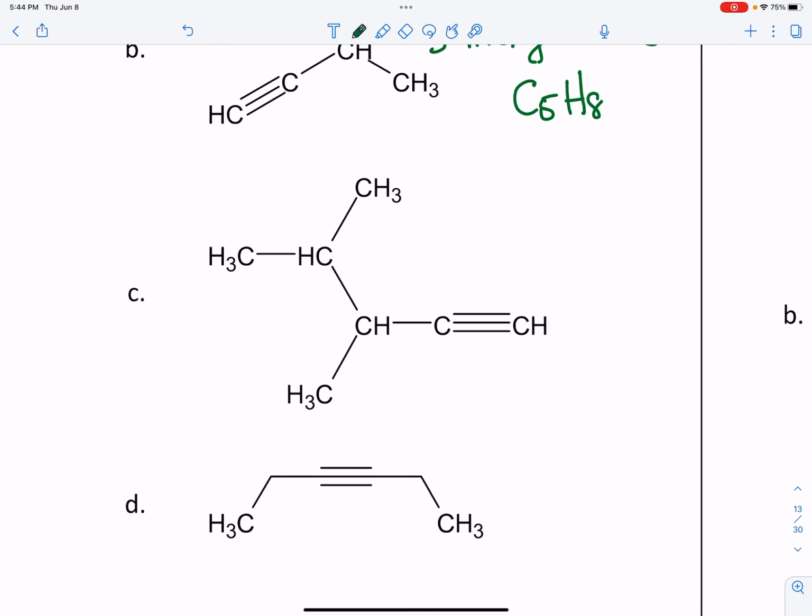The next molecule, find the parent chain and make sure, just like we talked about for alkenes, that you include the triple bond in the parent chain. 1, 2, 3, 4, 5. So there's my parent chain. The triple bond tells me it's an alkyne, and it's near the right-hand side of the molecule. So I'm going to number from the right-hand side. It's the first bond in the molecule.